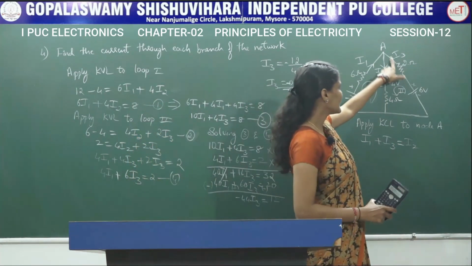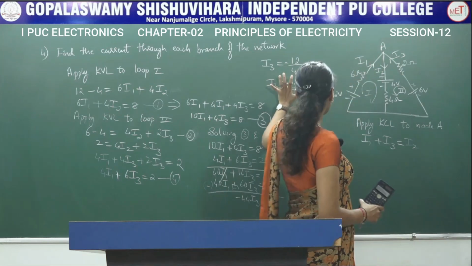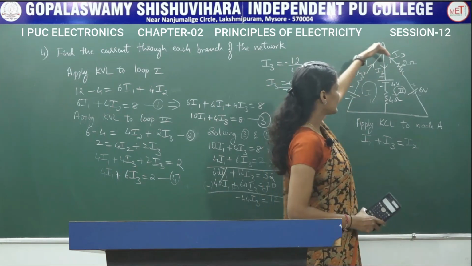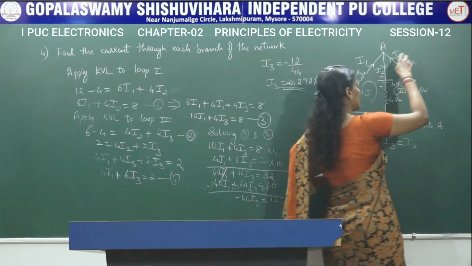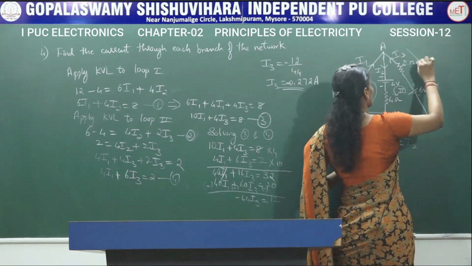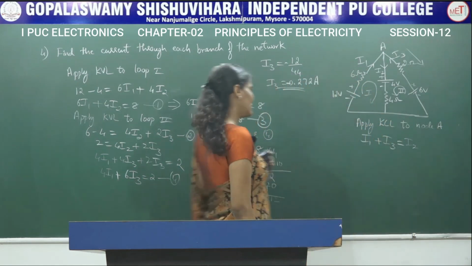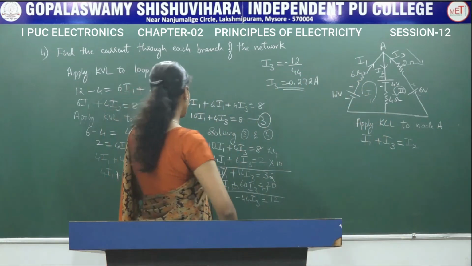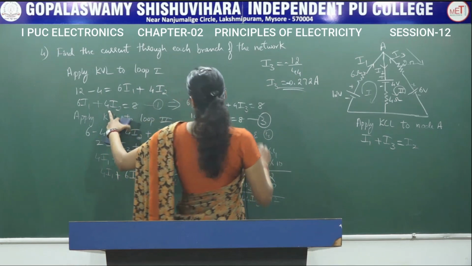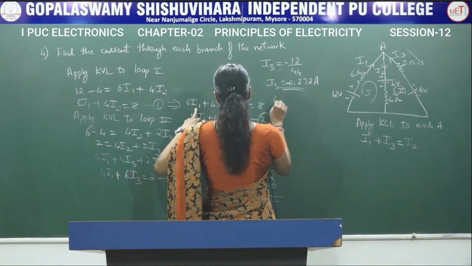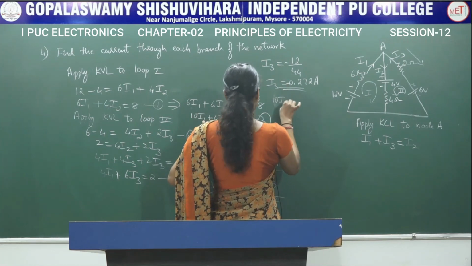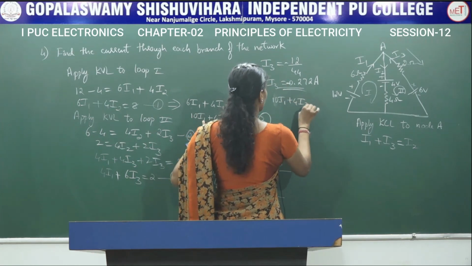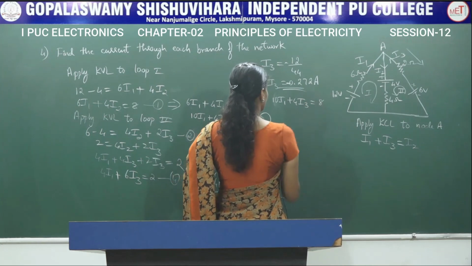So, now in I3, in the direction I have taken, if I am going to get the negative symbol, then the direction of this branch current must be opposite to that. That is, the branch current must be taken in this direction. So, I3 value we have got. So, let us calculate this I1 value from this equation. 10 I1 plus 4 I3 is equal to 8.